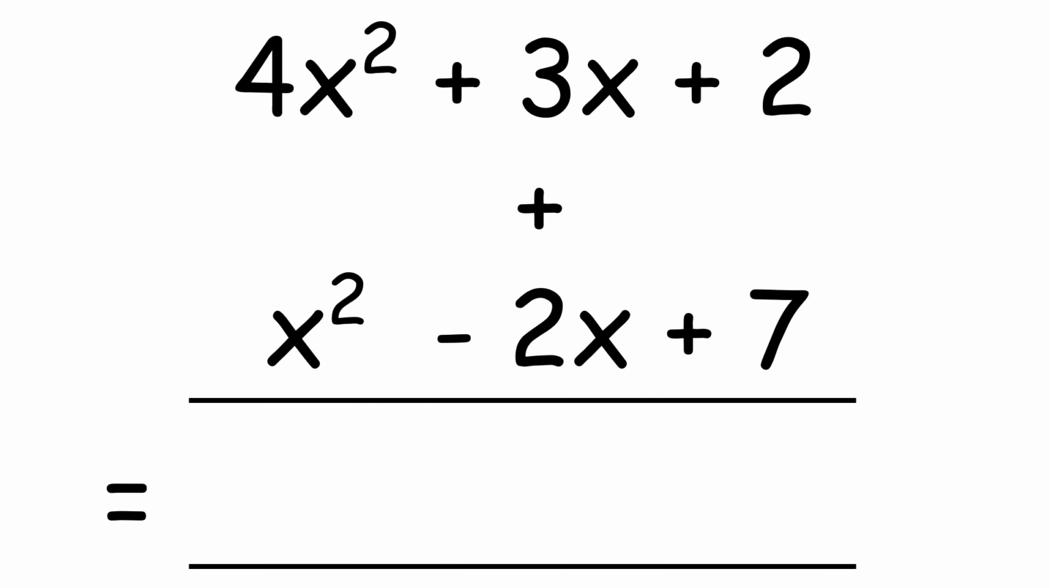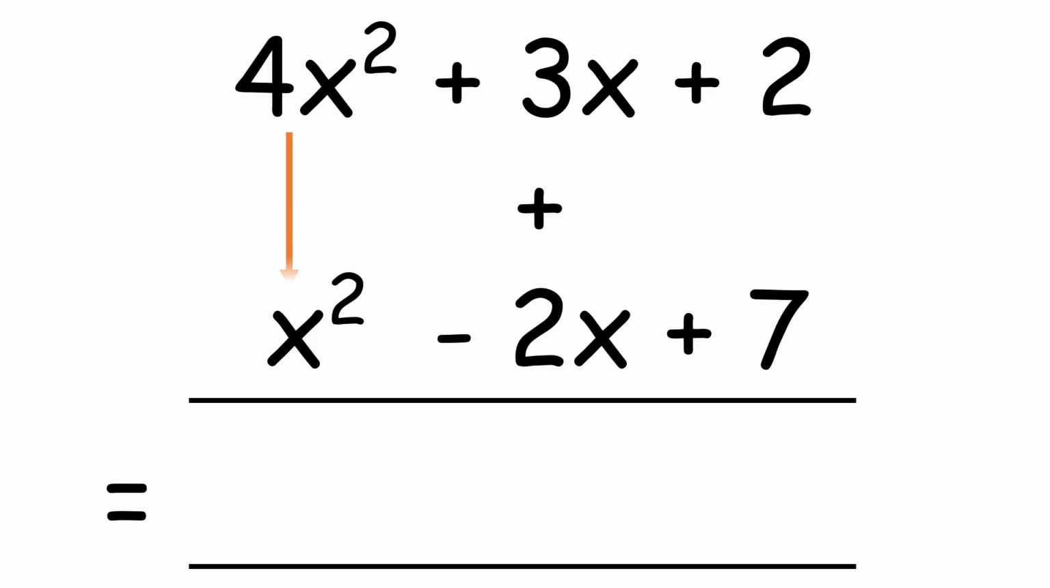Now that you know a little bit about what a polynomial is, let's look at how you can perform arithmetic operations on polynomials. First, let's think about addition and subtraction. The result of adding or subtracting polynomials is always itself a polynomial. To add or subtract polynomials, you just add or subtract the individual like terms.